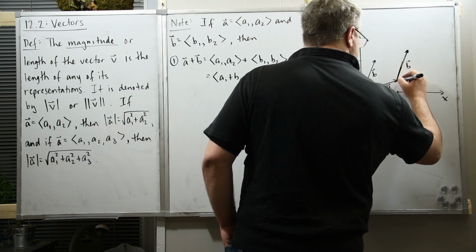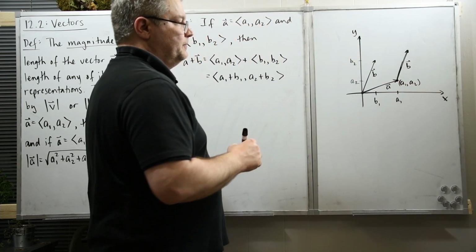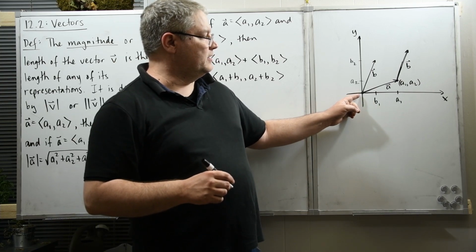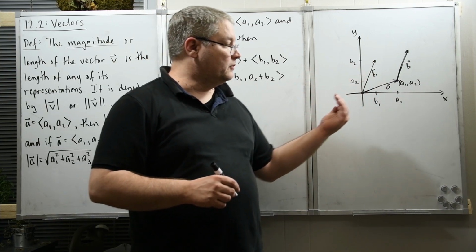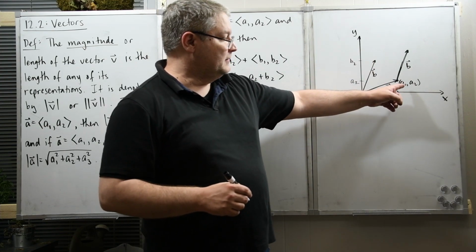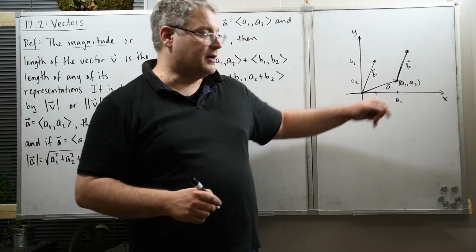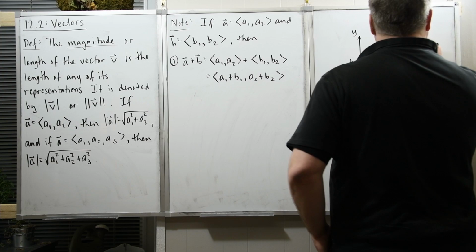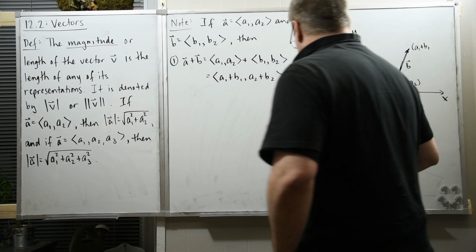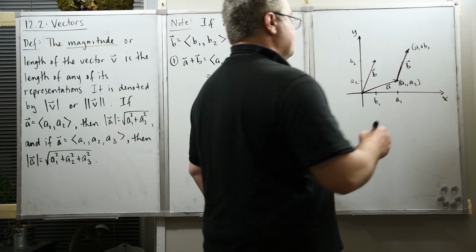Now this point right here is already A1, A2. So I've already mentioned that in order to get from the initial point of B to the terminal point of B, you have to move to the right B1 units. You have to move up B2 units. That means you have to add B1 to A1 to have moved far enough horizontally. And then you would have to move up B2 units to have moved up far enough vertically.